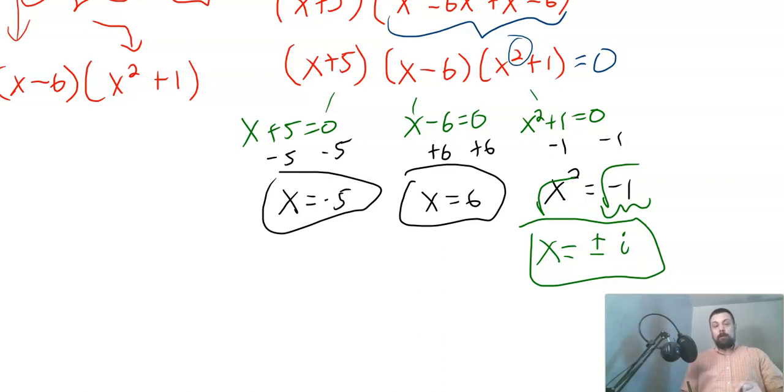And so that's why it's important that when we find a 0, we stop and factor and try to break it down so that we can find these imaginary zeros or these square root zeros that might exist.